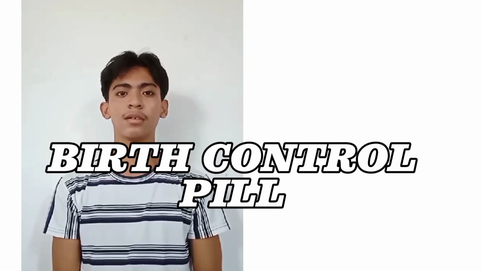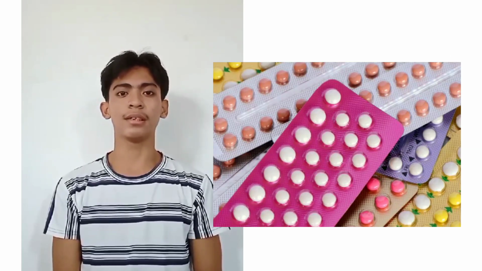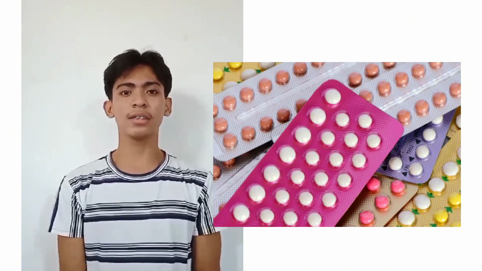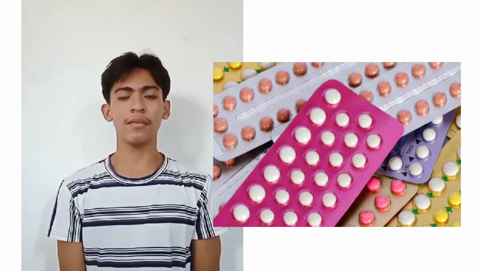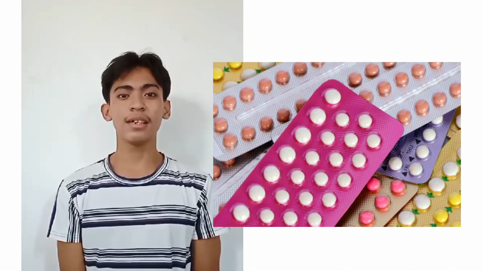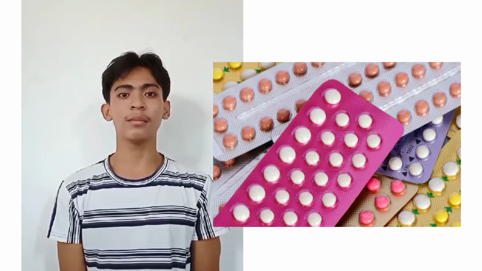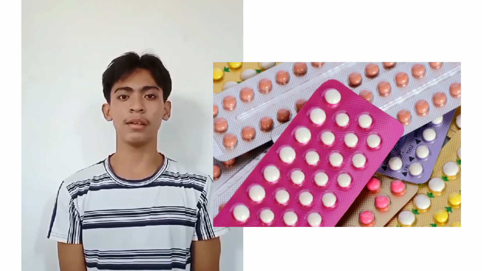Type of contraceptive method: birth control pill contains synthetic estrogen. How it works: alters the natural ovulation cycle. Effectiveness: theoretically 99 to 100%, but women have conceived on the pill.